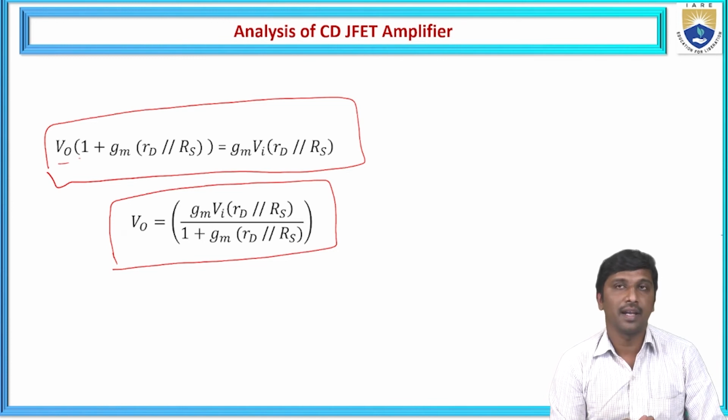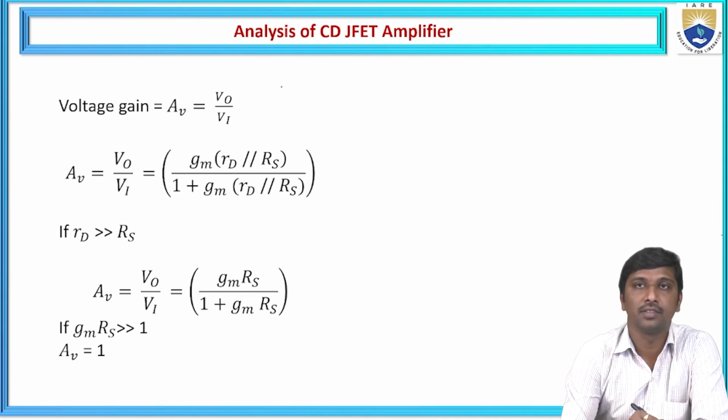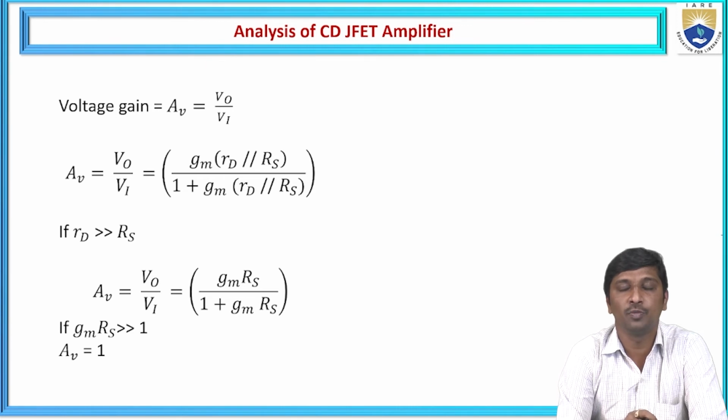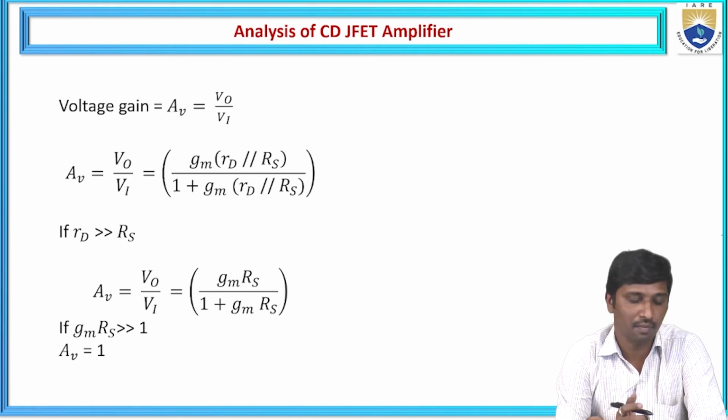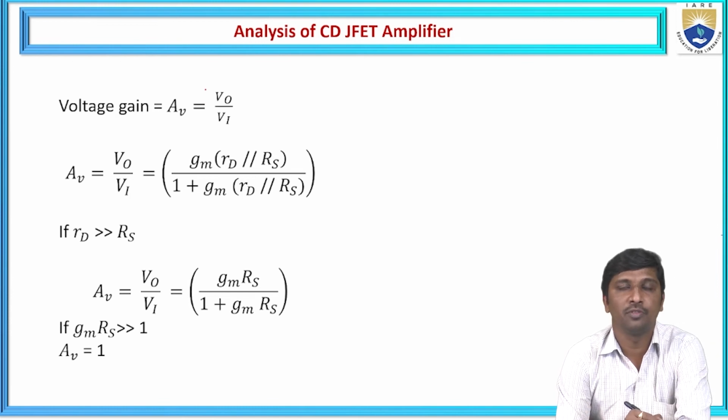Now, by using this mathematical relation, we are going to find out the voltage gain of the common drain amplifier. Generally, the gain is defined as the output parameter to the input parameter. So here we are going to define the output voltage gain.